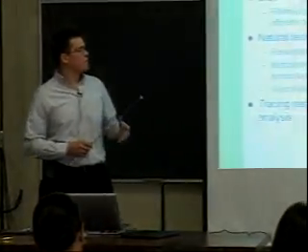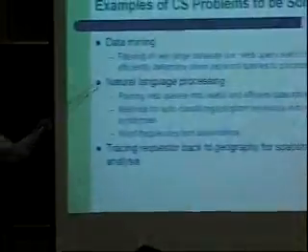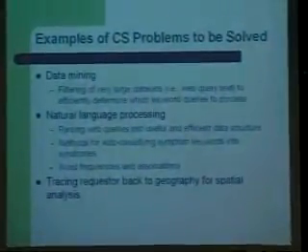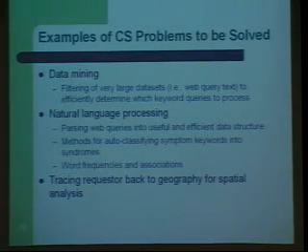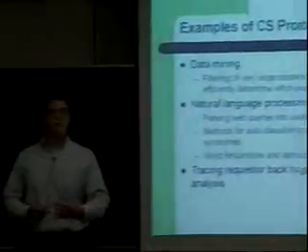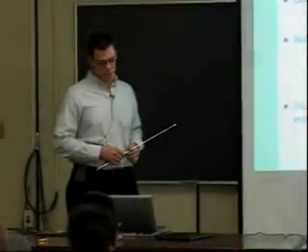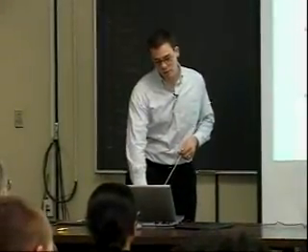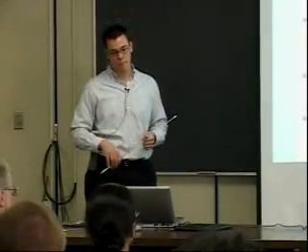Some of the areas of CS or CS-type problems to be solved: data mining, so filtering of very large data sets. You can imagine the billions and billions of queries that run through something such as Google or Yahoo every day. Being able to pick out just the ones that we're interested in that may indicate syndromes is a huge effort. Natural language processing, as applied to parsing of the web queries into something that's useful and efficient to process, as well as classifying those symptoms and keywords into specific syndromes that can then be used as part of the surveillance system. And the last one I already mentioned, tracing the requester back to specific geography.